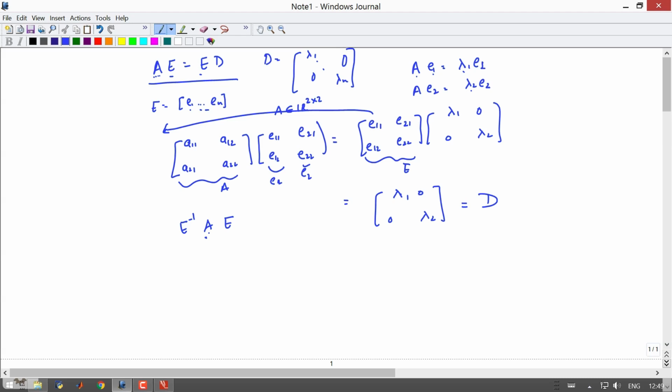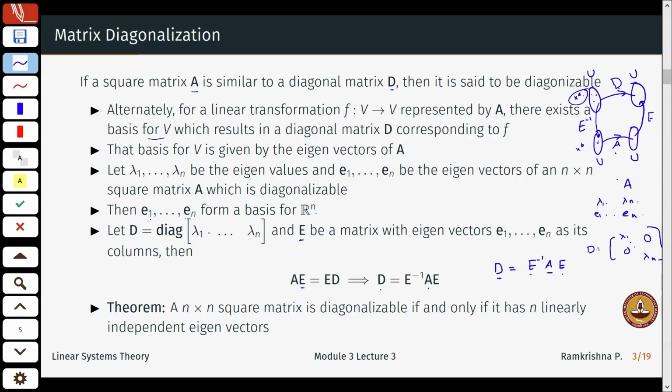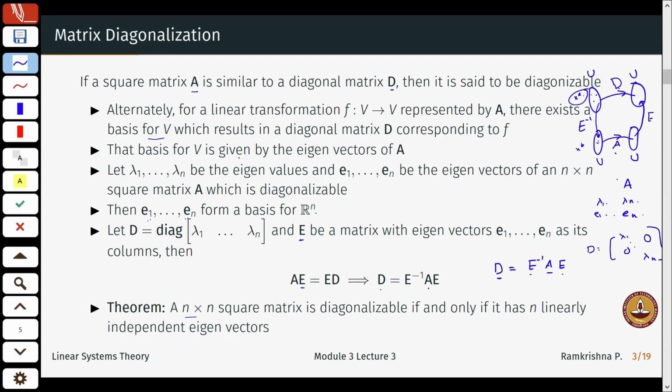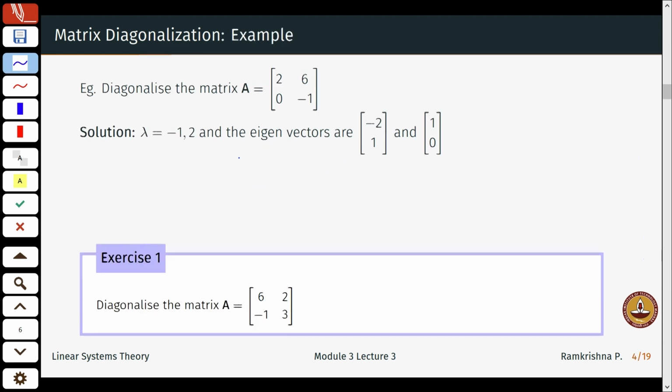Right. So it's a straightforward computation process. There's nothing really special happening. So when can I do this? Well, an n cross n square matrix is diagonalizable if and only if it has n linearly independent eigenvectors. The reason for that is the invertibility of this matrix E. If they are not linearly independent, then you may not be able to do this. What to do when they are not linearly independent is something we will address later in this lecture.